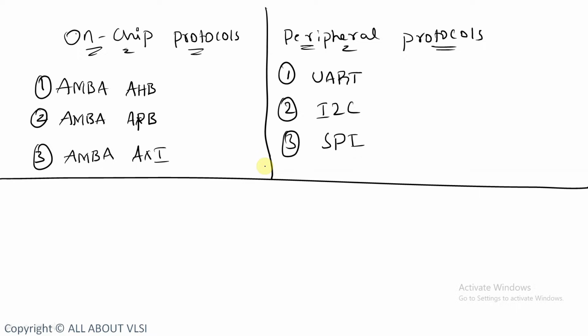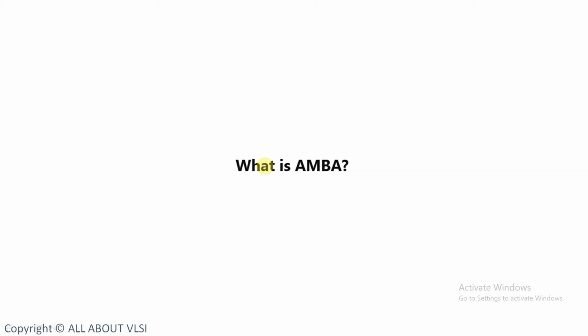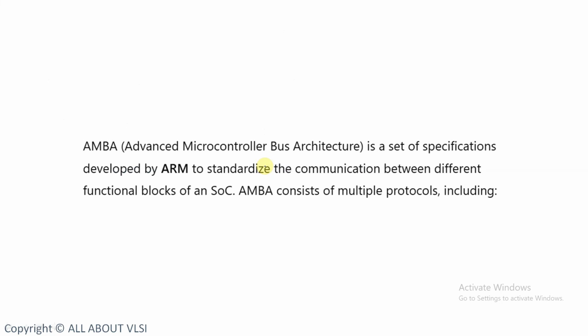So coming back to AHB protocol, first of all, let us try to understand what is AMBA. AMBA stands for Advanced Microcontroller Bus Architecture. It is a set of specifications. As I have said, a protocol is a set of rules that, if we follow, then a good communication will be established between the components.